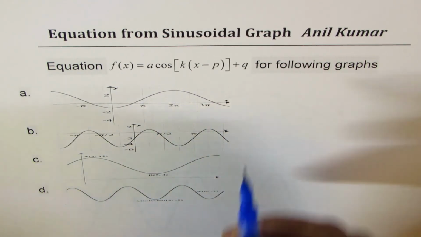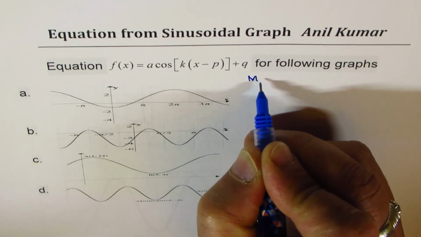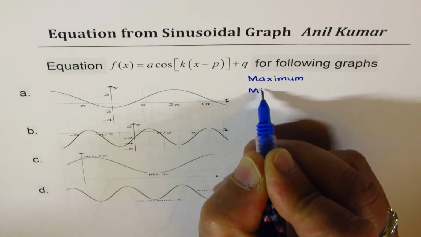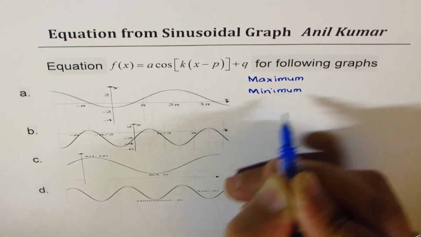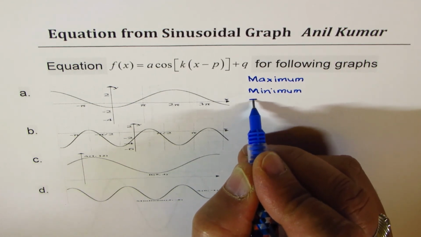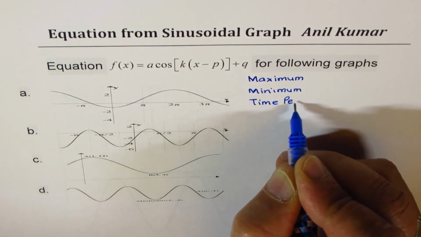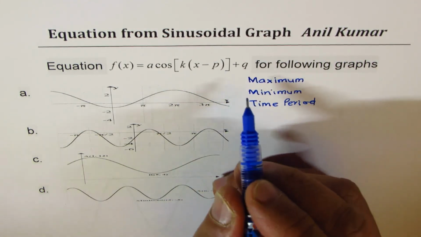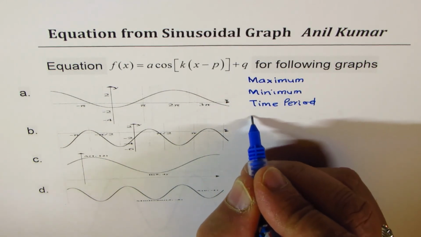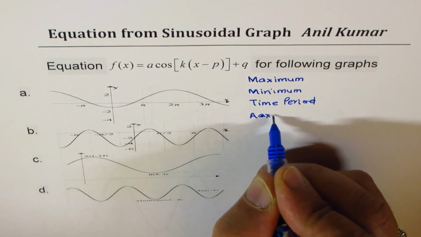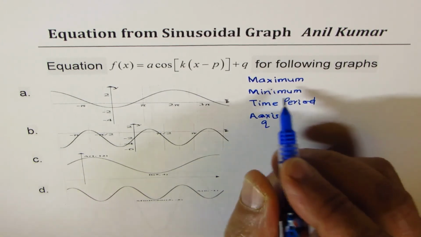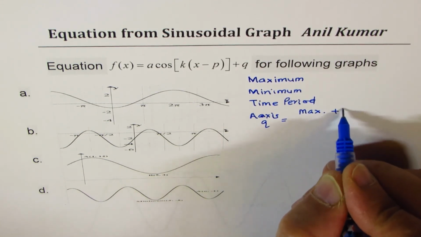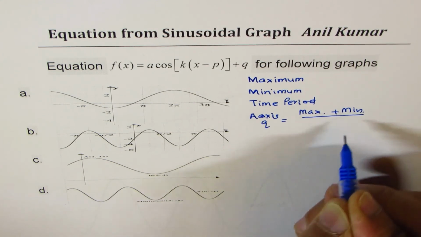The process which I follow is kind of like this. You should first read from the graph the maximum value, minimum value, and time period. Now from these figures, you would get all these parameters, beginning with q, which is called the axis. So q is equal to the average value. Let me write maximum plus minimum divided by 2.